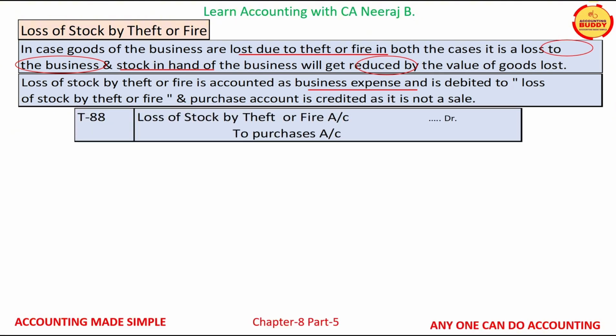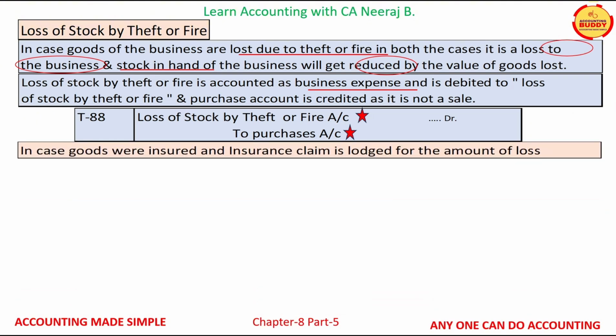The two accounts which are affected are loss of stock by theft or fire account and purchase account. Loss of stock by theft or fire account is a nominal account and as per nominal account rule, debit all expenses and losses. Purchase account is credited because goods are not sold. This entry is passed at the purchase cost of the goods.